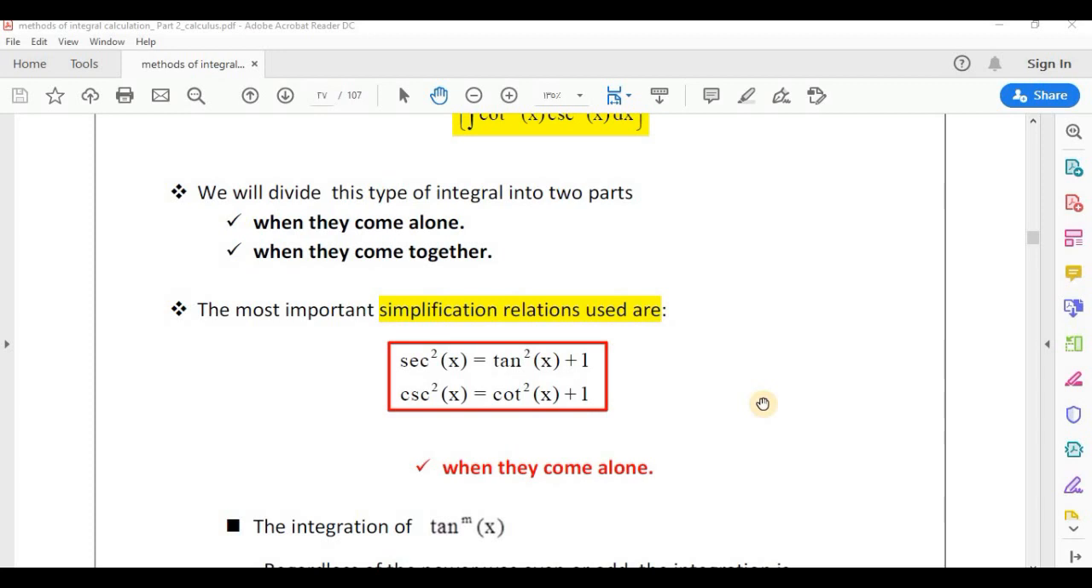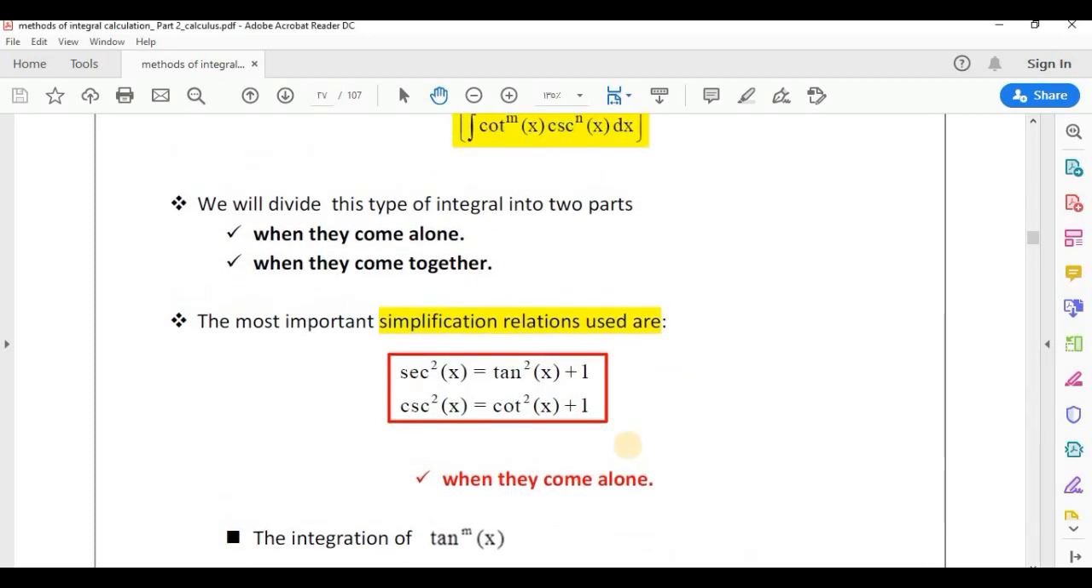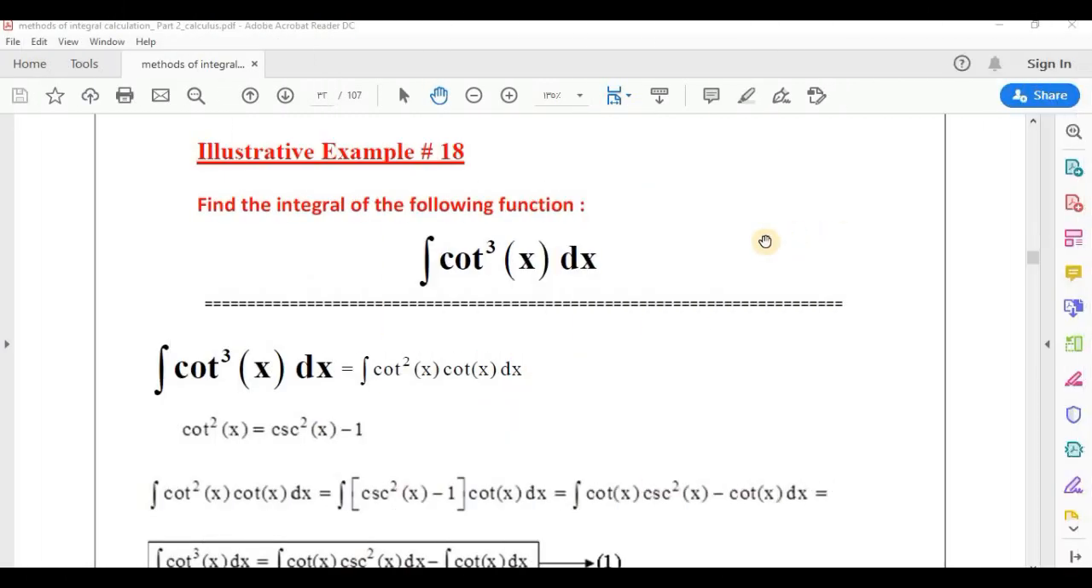We need to remember this formula. It is important. Cosec square will be equal to cotan square plus 1. This is an important formula because it will help us to solve the integral with cotan function. Let's take some practical examples.